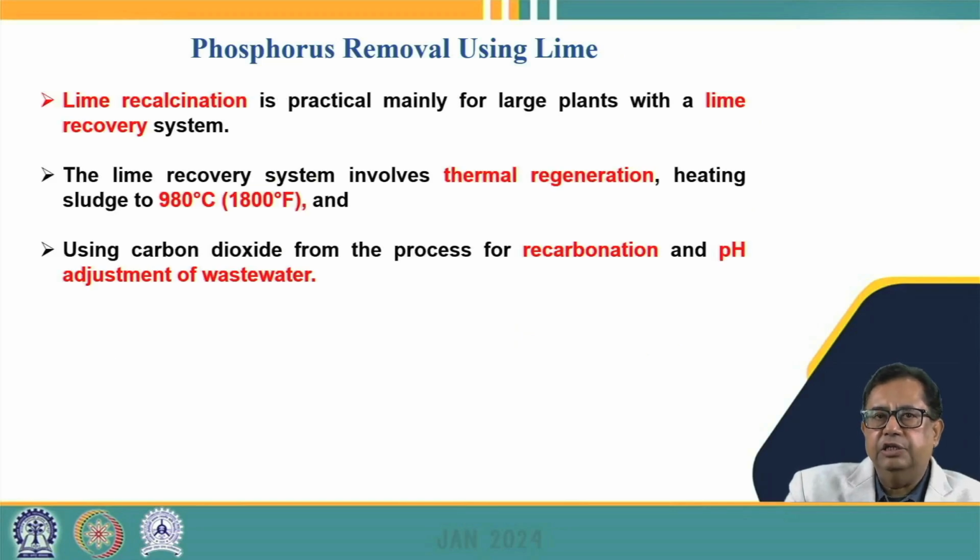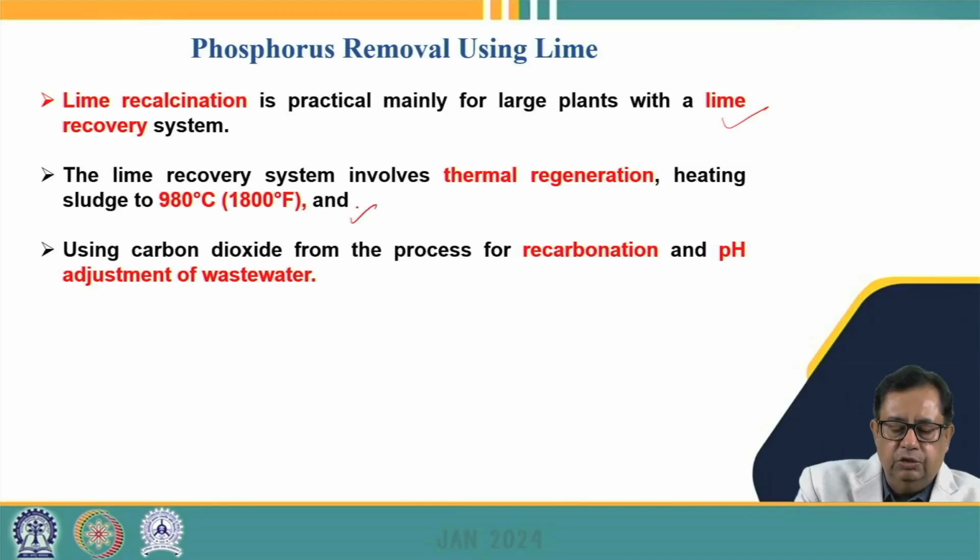Lime recalcination can be used where we are using lime in large quantities. This can be used for lime recovery. For example, the calcium carbonate sludge that is generated from the treatment may be thermally regenerated by heating the sludge to around 980 degrees centigrade, which will result in the evolution of carbon dioxide and the formation of lime again. So we can recover the lime by using the lime recalcination process, and this lime can be reused for the precipitation of the phosphate.